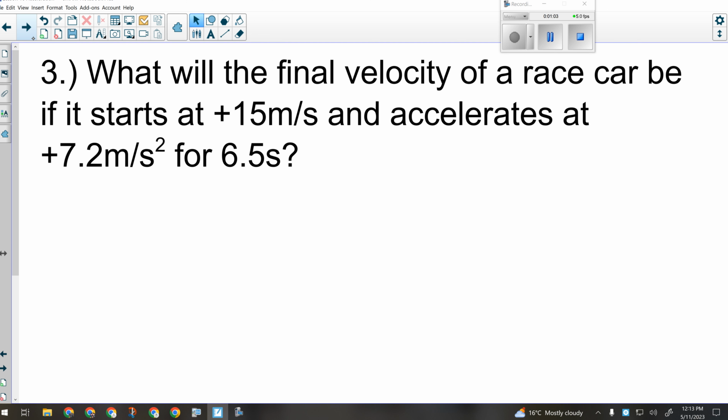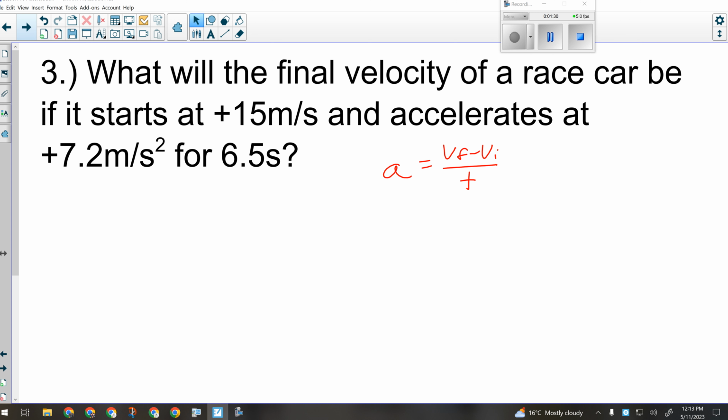Okay, in that one you are looking for the final velocity. Which is which part of this formula? Final velocity would be VF. Okay, so you're going to do a little algebra on that one. Write down your givens, manipulate the formula, plug in the numbers, solve.